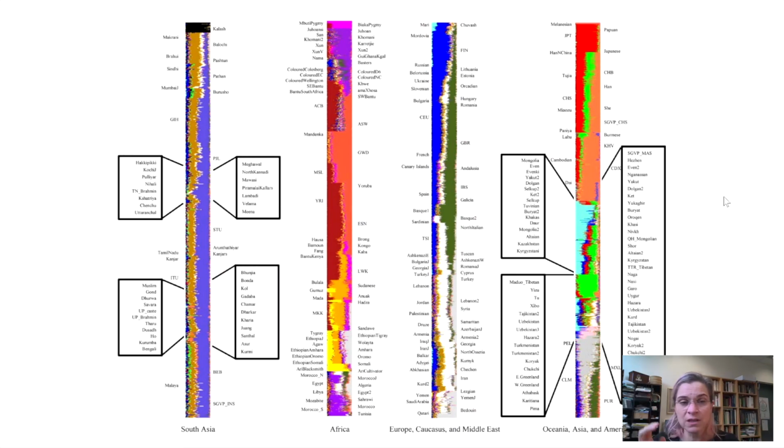There's these strips in there, but those are all of those different populations, all of those different groups. They have a lot of different ancestry in them, and then the same thing in Africa, and then Europe, Caucasus, and the Middle East. Again, there aren't these clear chunks of ancestry. There aren't these clear groupings of genetic variation. It's actually a blur. They're intermixed. And the same thing for Oceania, Asia, and the Americas, over on the right-hand side.